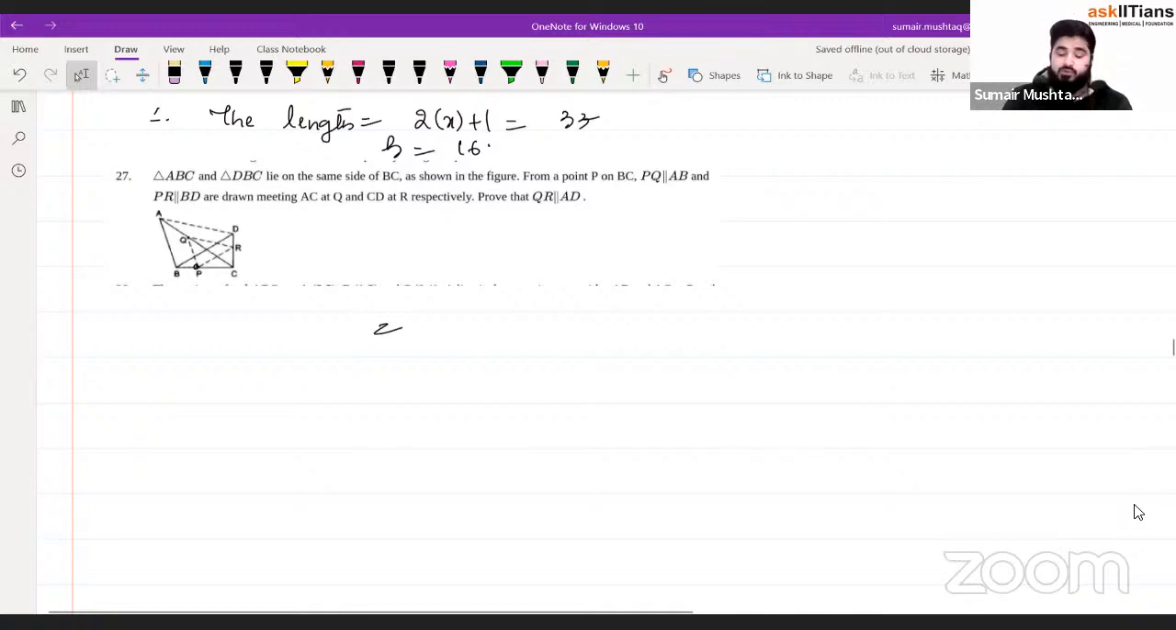That means you can use the BPT, the basic proportionality theorem. And PR is parallel to BD. Here you can also use the basic proportionality theorem. Now you need to show that QR is parallel to AD. So the problem itself suggests that you have to use the basic proportionality theorem, and at the end you have to use the converse of it. Okay, how many of you can do it? Come on, tell me.